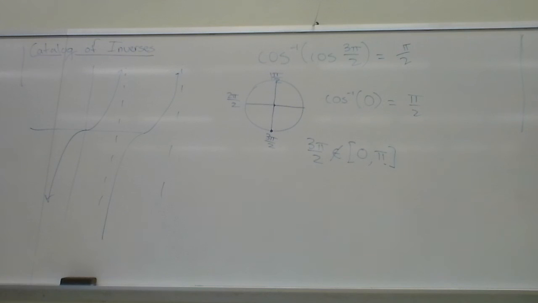A good choice of a tangent restriction would be to just take that piece. Not this one, not the ones that are repeated over here. We'll just take this whole branch of it, and that's going to be the restriction for us. There are all these other ones to choose from, but this one's nice and centered, and it goes from negative pi over 2 to pi over 2, just like our sine value.